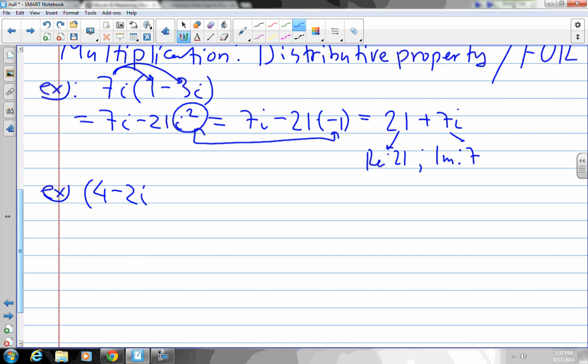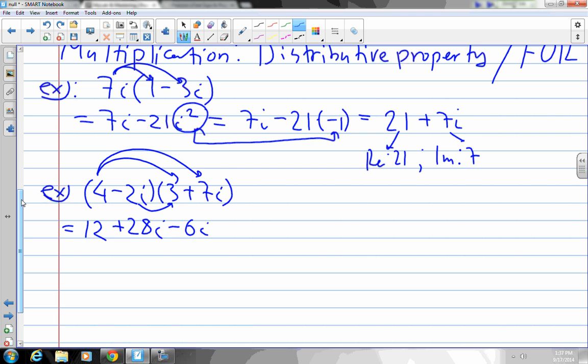4 minus 2i times 3 plus 7i. So multiplying two complex numbers like that, we have to FOIL this thing out. So it's 4 times 3, so that's 12. 4 times 7i, that's 28i. Negative 2i times 3 is negative 6i. And negative 2i times positive 7i is negative 14i squared.